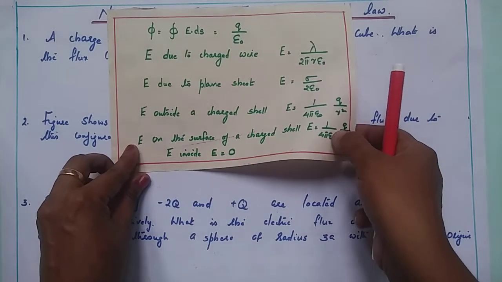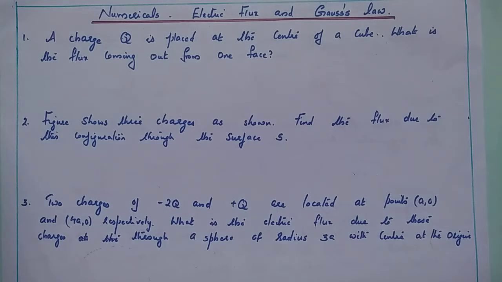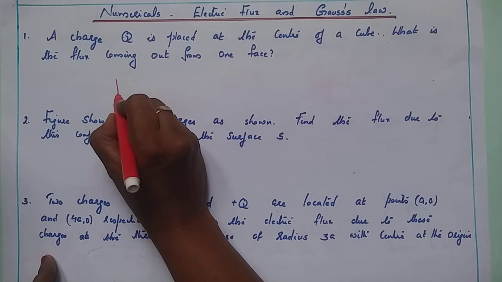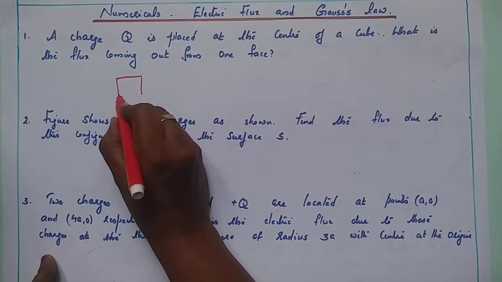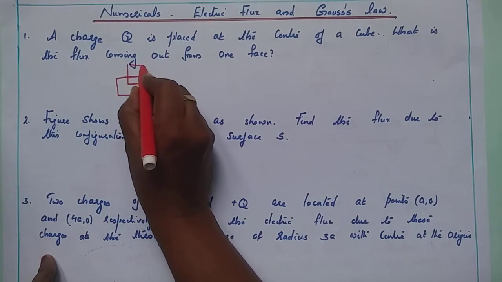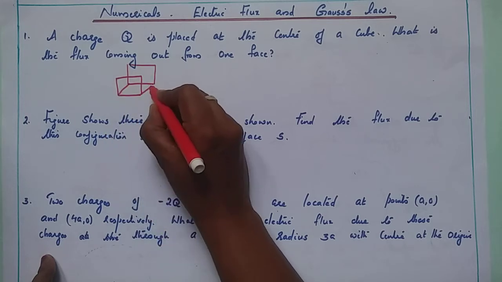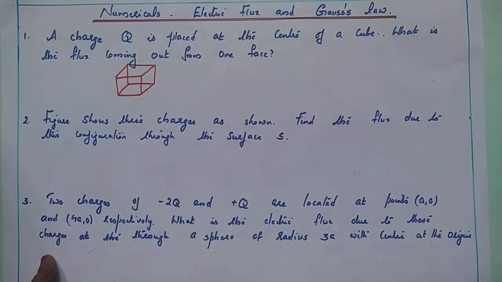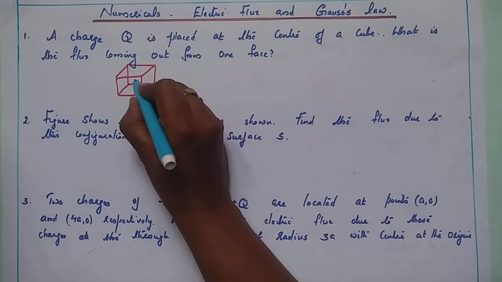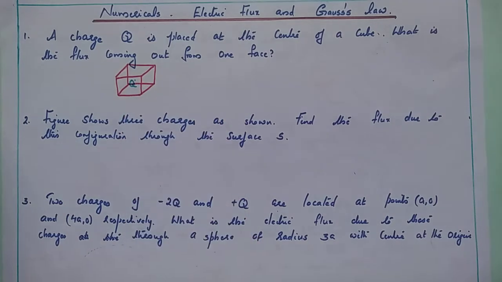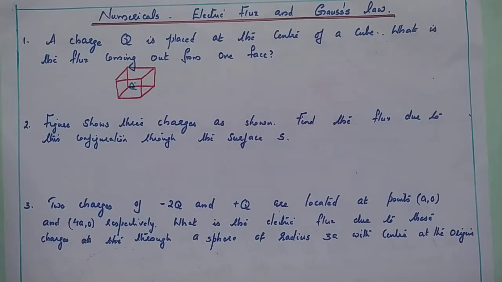Okay, now we move on to the first question. A charge Q is placed at the center of a cube. What is the flux coming out from one face? So there is a cube, we can draw a cube. Consider a cube and a charge Q placed at its center. What is the flux coming out from one face?